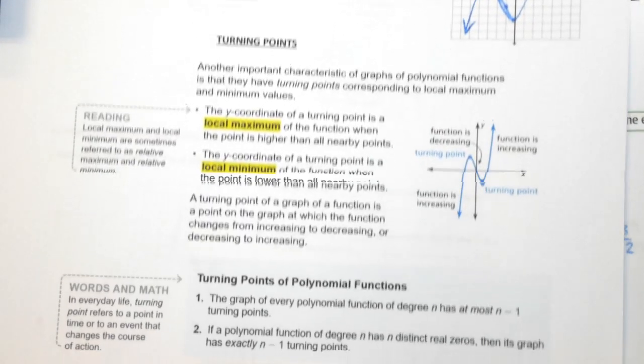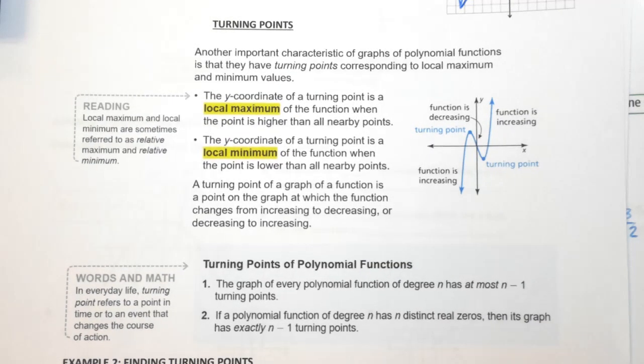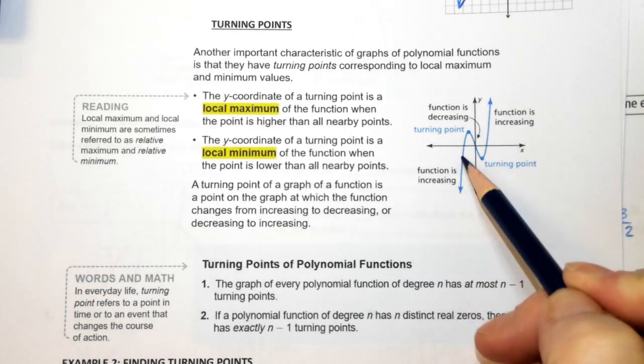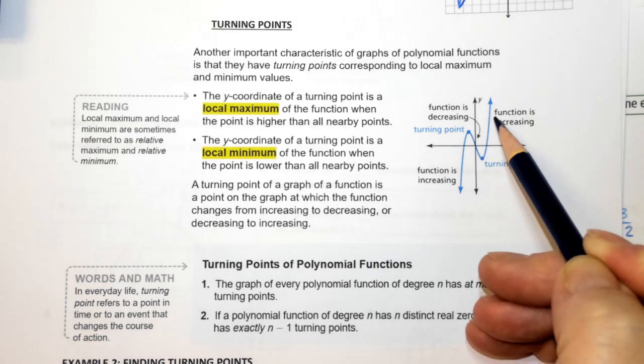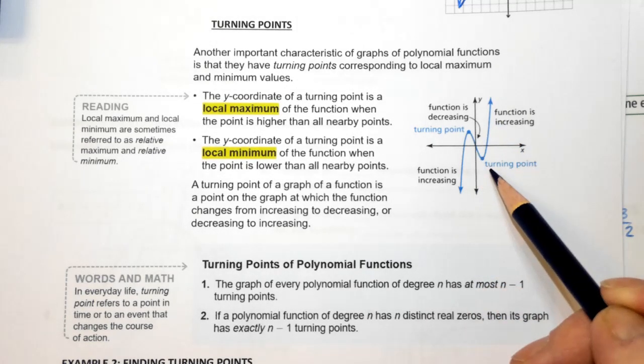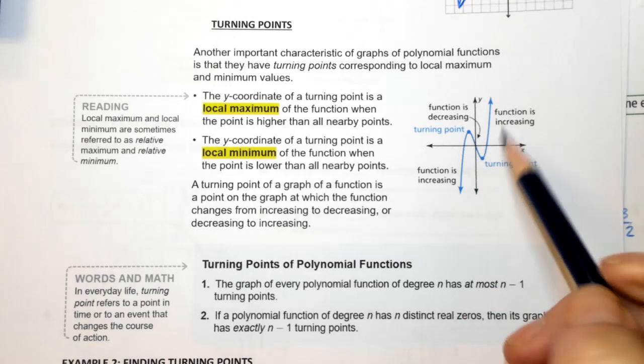All right, let's talk about turning points. Turning points is exactly what it sounds like. Where does your graph turn? So for example, right here, it stops increasing and starts to decrease. This one stops decreasing, starts to increase. So these are your turning points. So this would be considered a maximum, this would be considered a minimum.